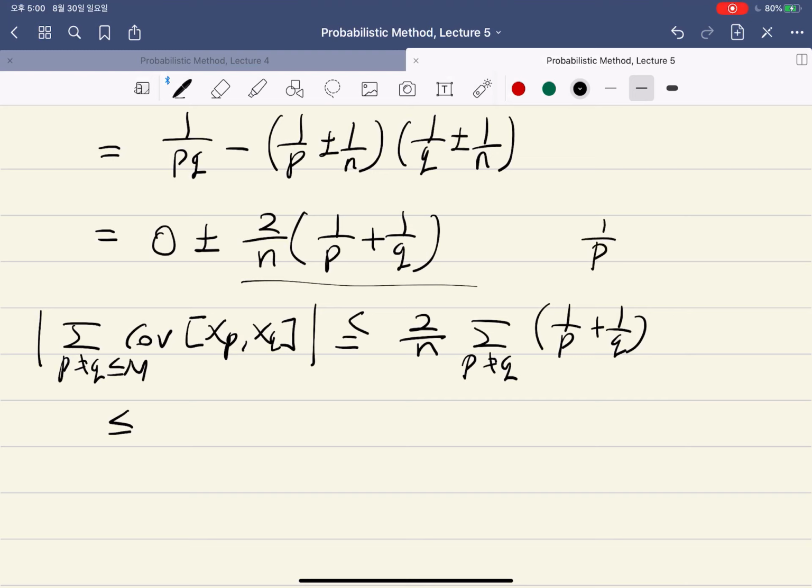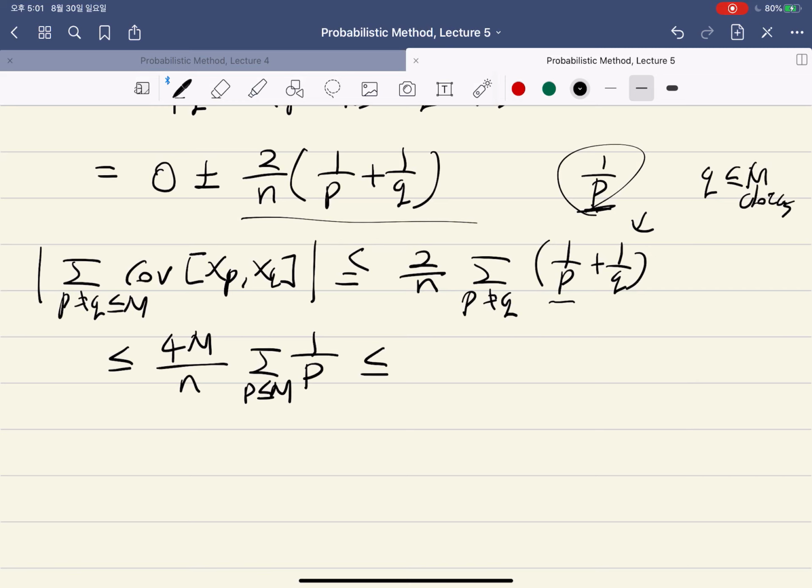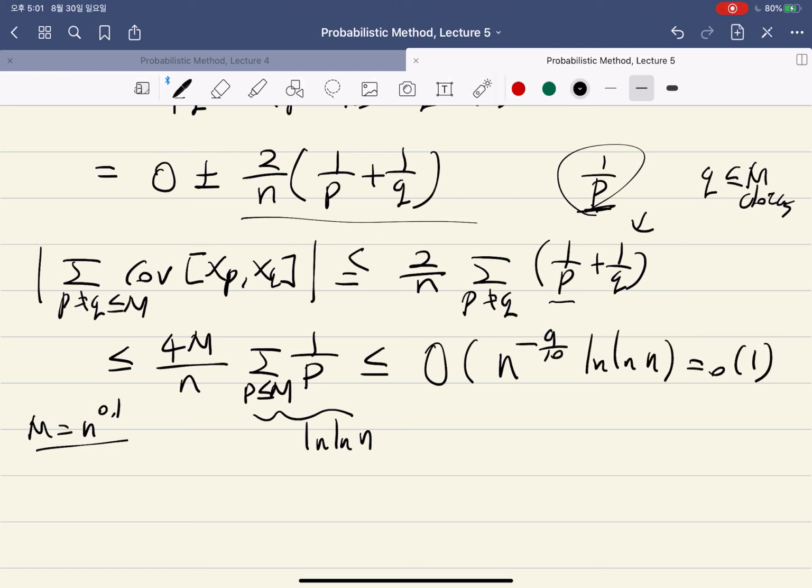And for a specific p, the number of q, how many times do we have this in this summation? For fixed p, q has at most M choices. So the 1 over p term appears less than M times, capital M times. So you can make sure that this is at most 4 capital M over n times the summation of 1 over p. Again, what was M? M is this. And this is at most log n. So you can show that this is a very small number, n to the negative 9 over 10 times log n, which is little o of 1.